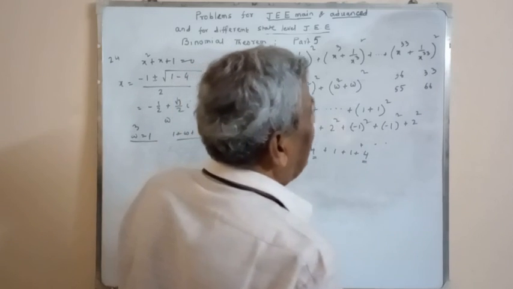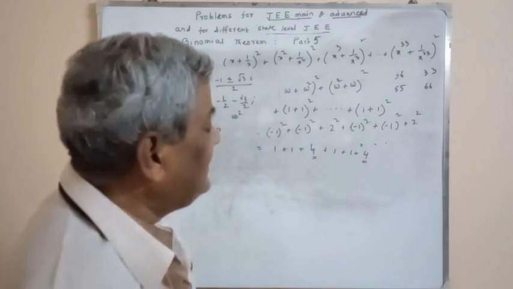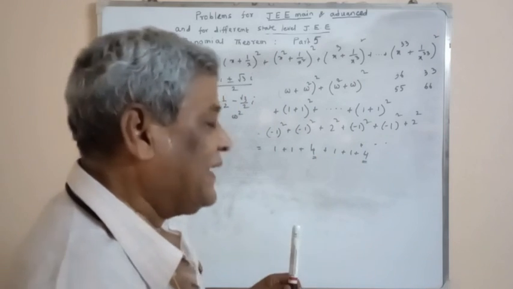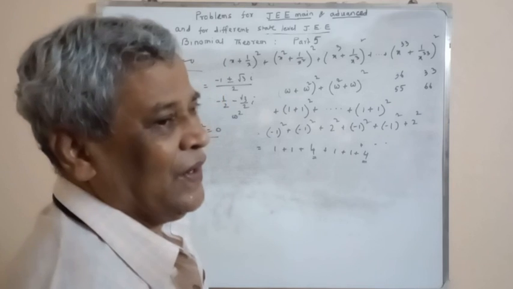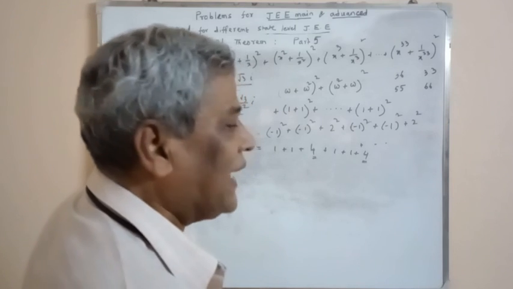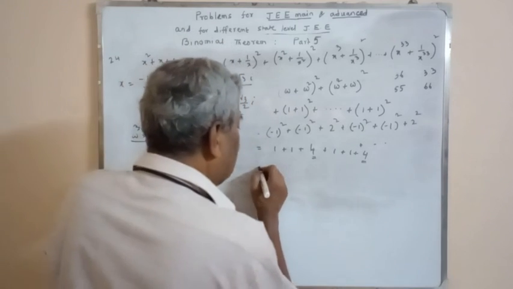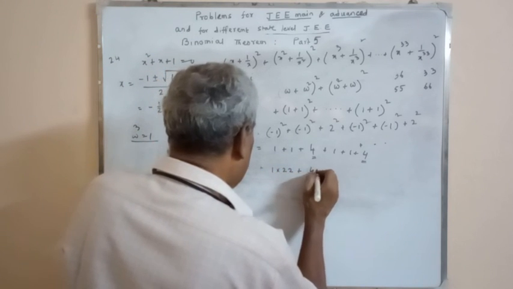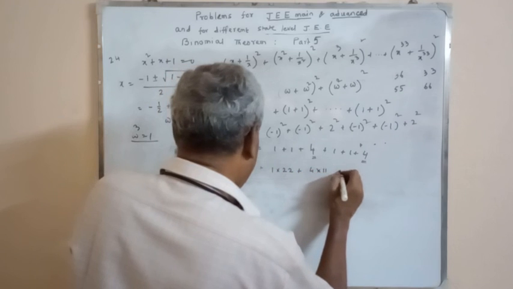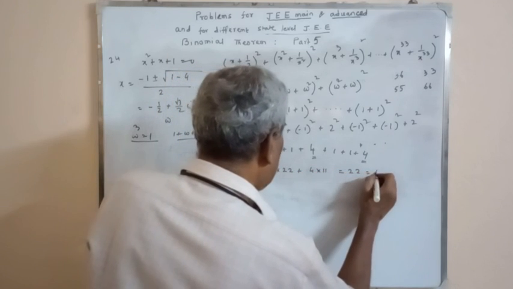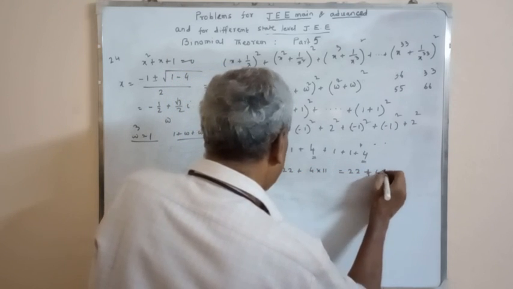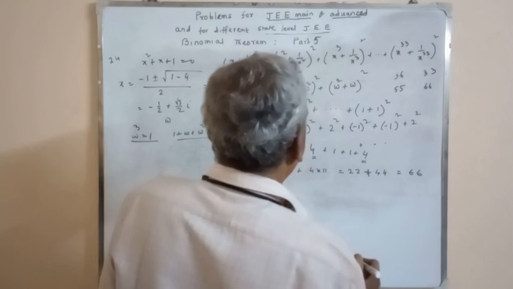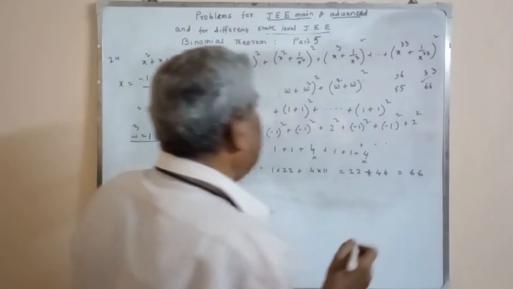How many 4s will be there? Because there are 33 terms, 33 divided by 3 is 11. So 11 times there will be 4, and 22 times there is 1. So the answer is 1 into 22 plus 4 into 11, that is 22 plus 44, which is equal to 66. So option D is correct.